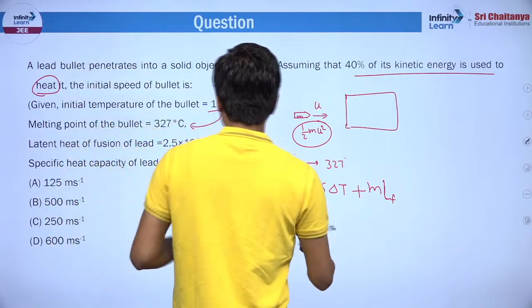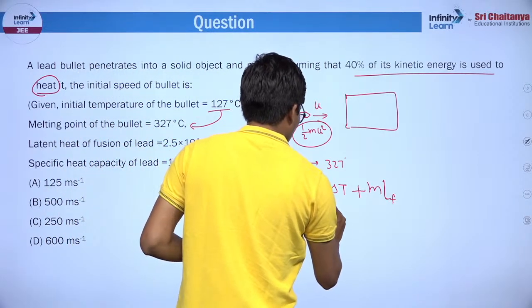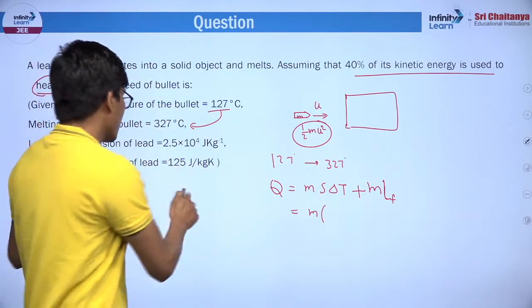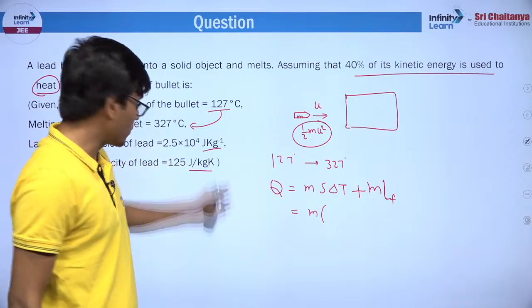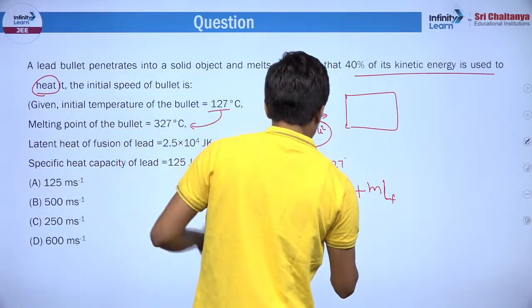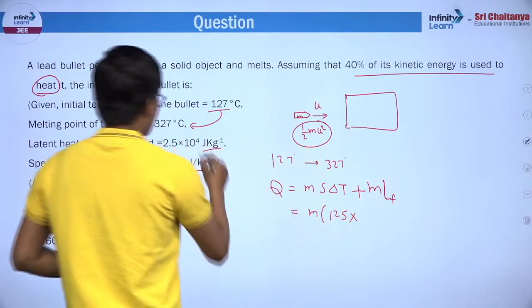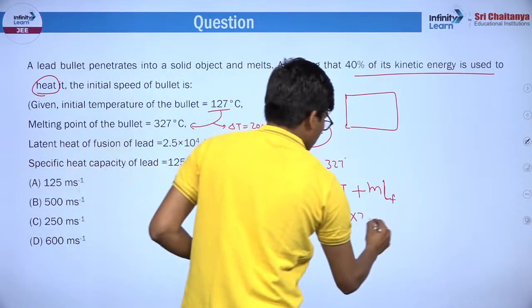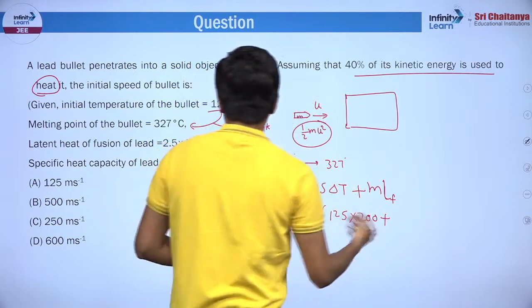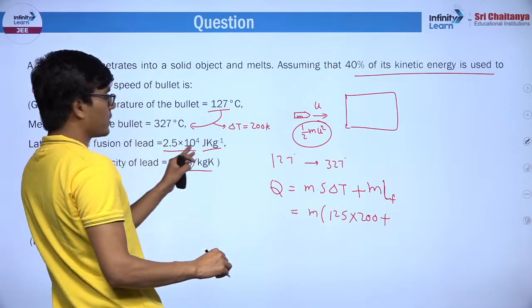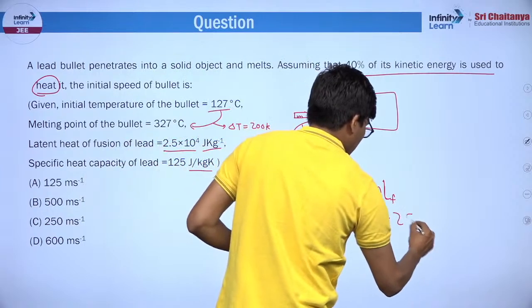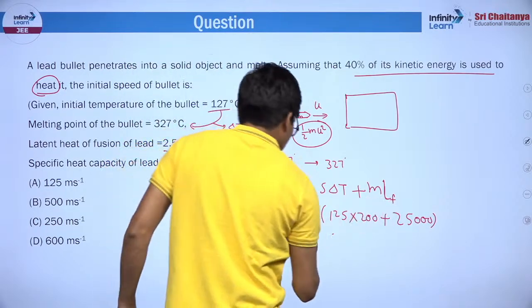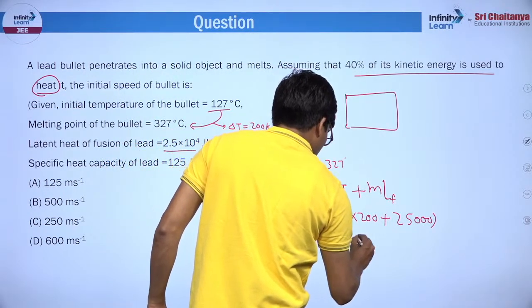So what is mass? I don't think mass is needed because it will finally cancel, right? S is specific heat, and please make sure whenever you do these questions, you are seeing the units very carefully. They all are in SI unit, right? So specific heat is given to you 125. If you just see the change in temperature, that will be 200 Kelvin or degree centigrade, both are same thing because we are finding the change. And latent heat of fusion is 2.5 into 10 to the power 4, so you can write it as 25,000. This is also 25,000, so total is 50,000 m.